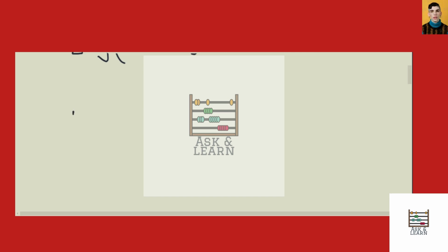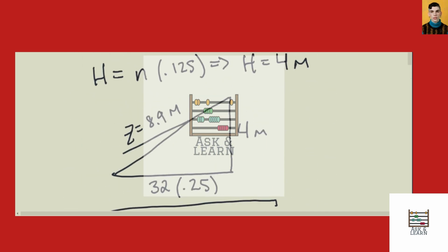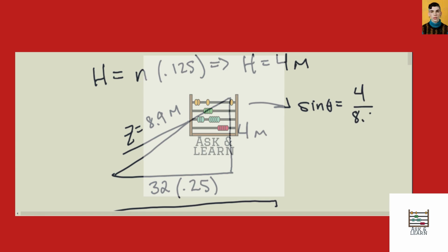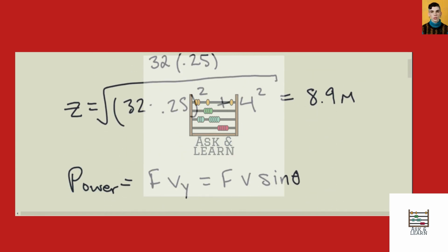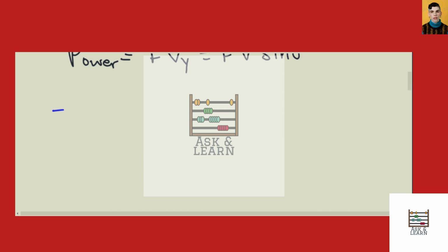So we know that power is equal to the force times the velocity, but because we're going up a slope, the velocity is in the y direction. And we know that the velocity in the y direction is actually v sine theta. We're going by the triangle. We know that sine theta is 4 divided by 8.9.